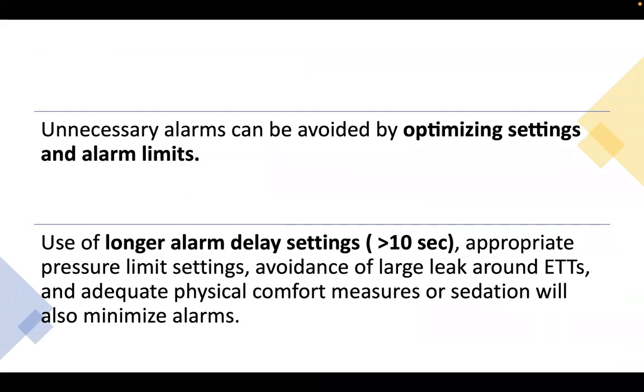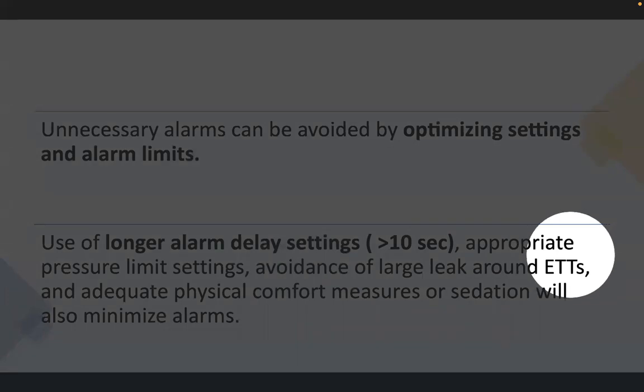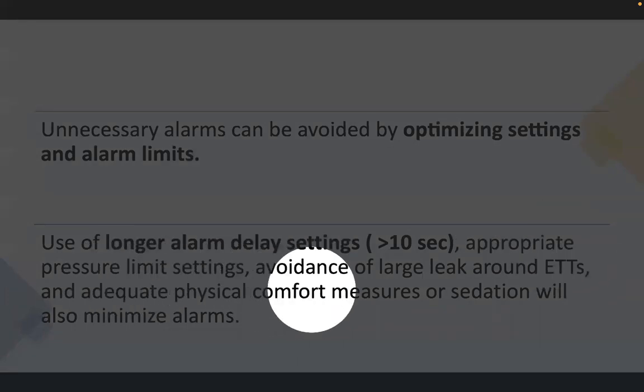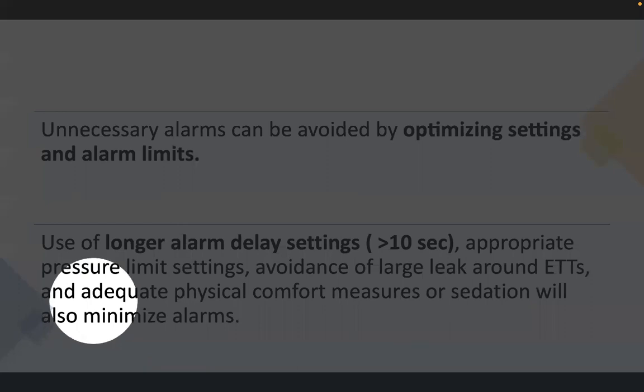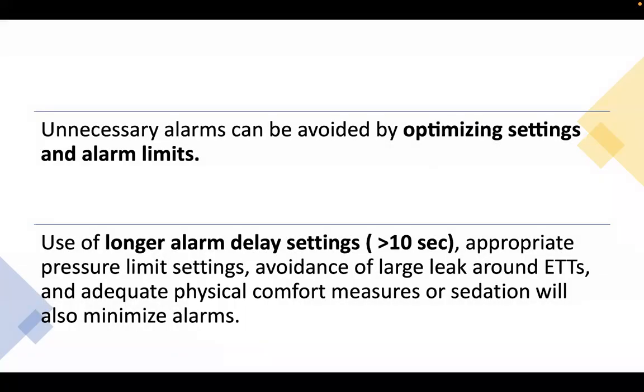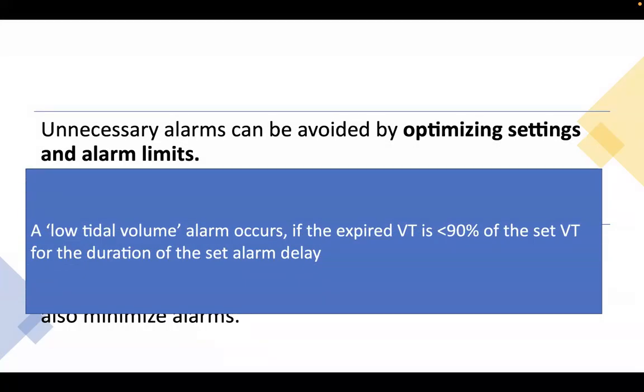Unnecessary alarms can be avoided by optimizing the settings and the alarm limits. Use of longer alarm delay settings, that is more than 10 seconds, appropriate pressure limit settings, avoidance of large leak around ET tube, and adequate physical comfort measures or sedation will also minimize the irritating alarms. A low tidal volume alarm occurs if the expired VT is less than 90% of the set VT for the duration of the set alarm delay.